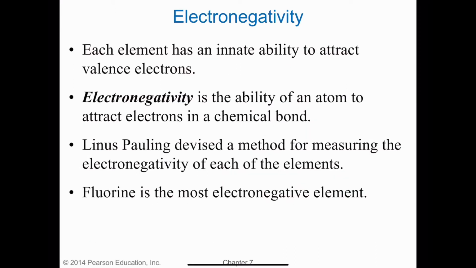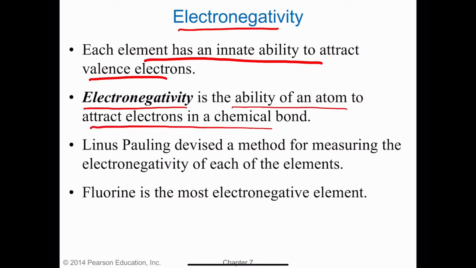Now, how do we determine if a bond is polar or nonpolar? How do we determine if two atoms are indeed sharing equally or not sharing equally? We look at electronegativity. Each element has an innate ability to attract electrons, and we call this electronegativity. It's the ability of an atom to attract electrons in a chemical bond. One phrase that you'll often hear is that an atom is electron greedy. So something that is more electronegative is more electron greedy than one that is less electronegative.